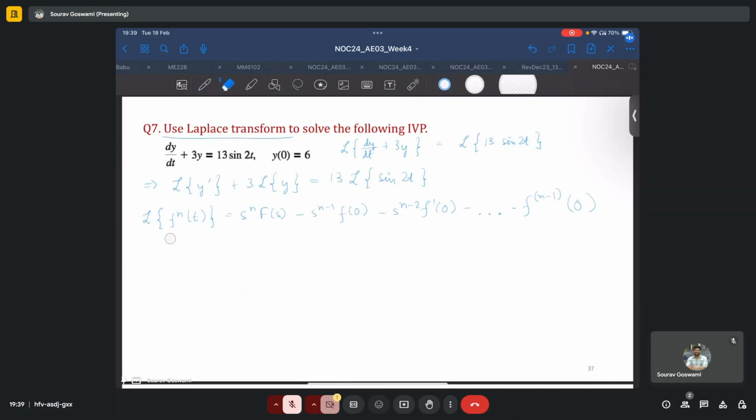It will be confusing to write that. s times capital Y of s minus y of 0. We only have two terms because we are dealing with a first order differential here. Plus 3 times y of s, because the Laplace transform of y of t is simply capital Y of s. That is in fact the function that we are looking for. Equals the RHS, 13 times the Laplace transform of sine 2t, which will be 2 by s square plus 2 square.